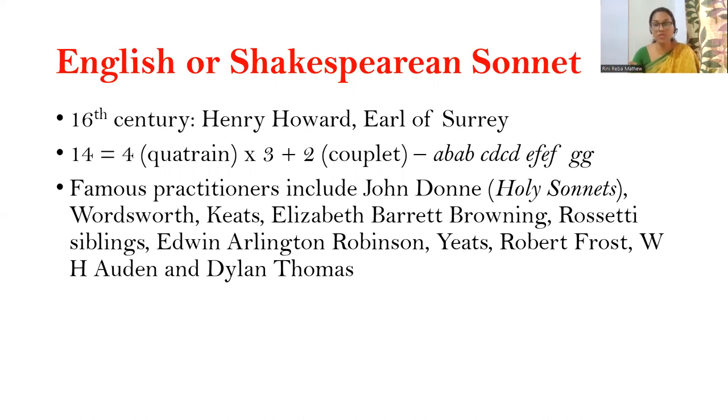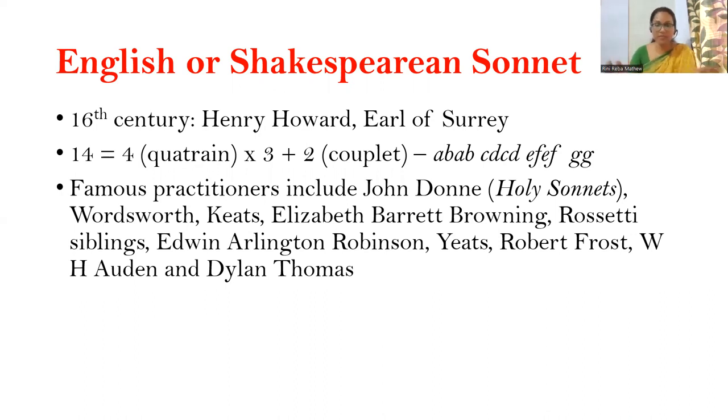He changed the stanzaic form and the rhyme scheme to adapt to the English audience, but it was popularized by William Shakespeare, and that's why it is called the Shakespearean sonnet. So it was introduced in the 16th century in English literature by Henry Howard, Earl of Surrey. And what is the stanzaic division here?